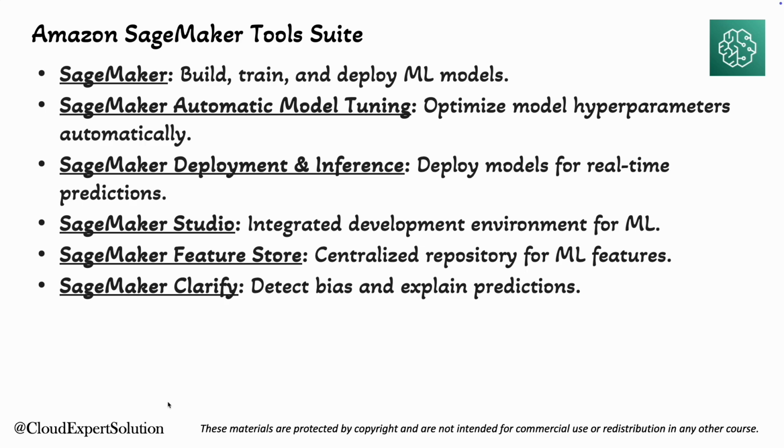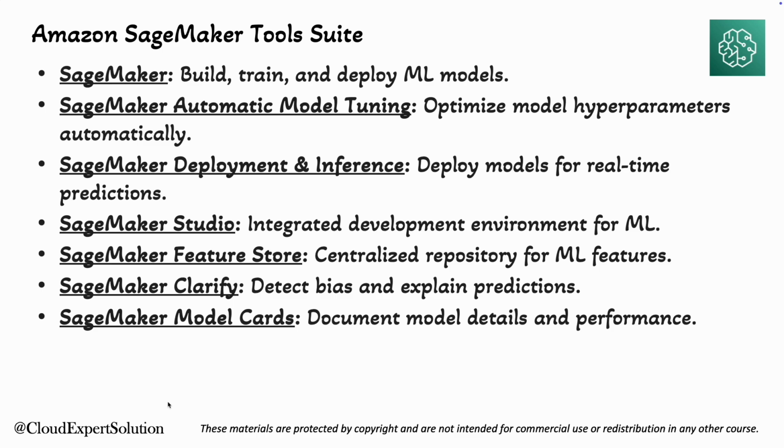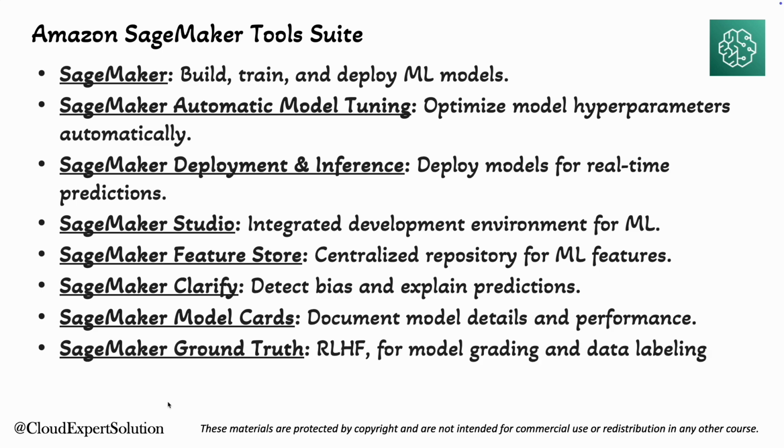Then we have SageMaker Clarify. SageMaker Clarify can be used to detect bias, compare models, explain model outputs and explain predictions. Then SageMaker Model Cards. Here we can document model details and their performance. Then SageMaker Ground Truth. SageMaker Ground Truth can be used for reinforcement learning with human feedback, and here we can use human feedback for model grading and data labeling.